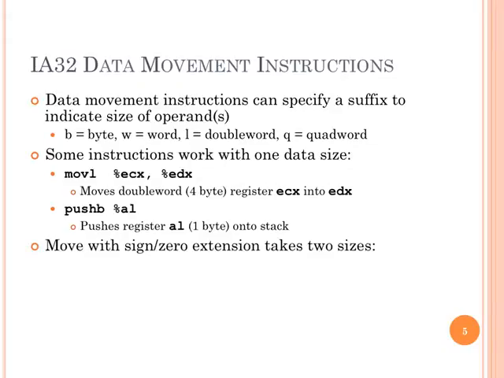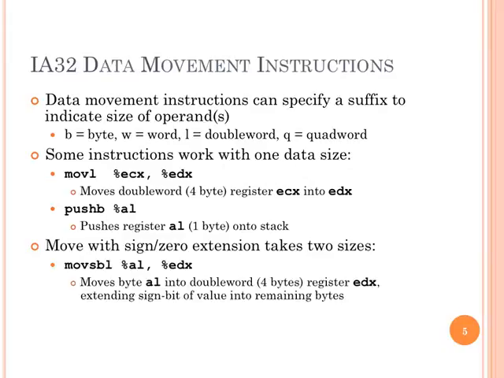Okay, moving with sign and zero extension. Think about it. I'm moving from a narrower value to a wider value, and I have to decide what to do with all these unspecified bits. Do I want to just put 0 bits in? That would be move with zero extension. Or am I moving a signed value, and I want to extend that sign bit all the way through.